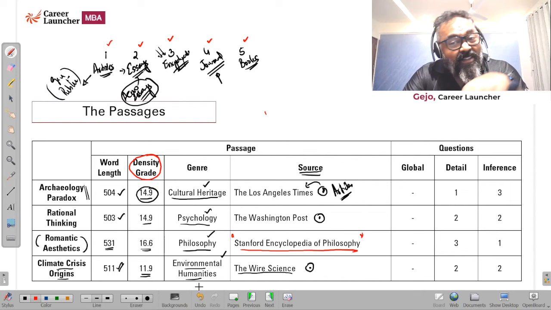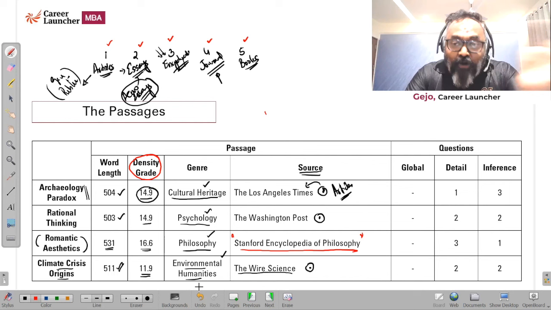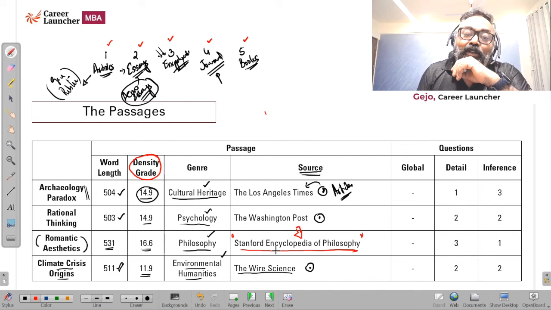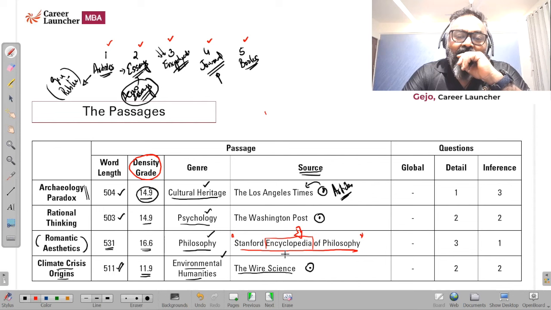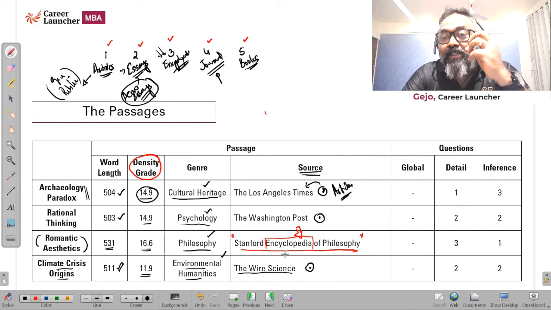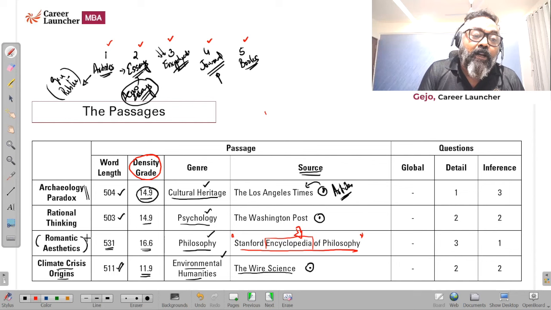It's good to see, at least for me, but definitely not for the students. Almost all the articles there, despite the name encyclopedia, are not for the general public. They are much more for people who want to research philosophy. It's kind of for very scholarly articles. So naturally, many people would have found this particular passage slightly difficult to read.